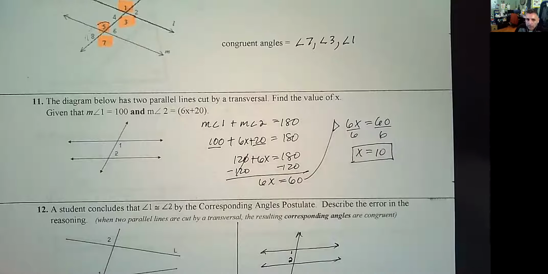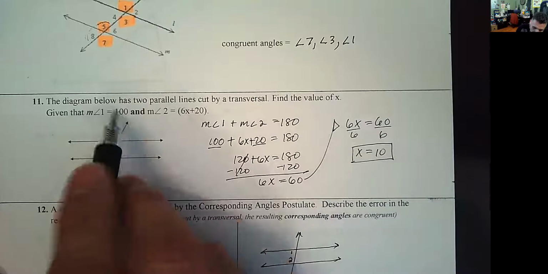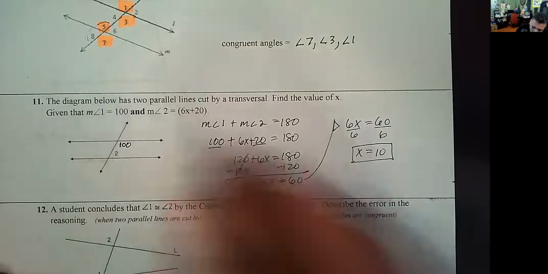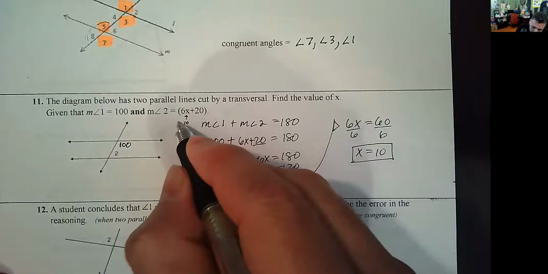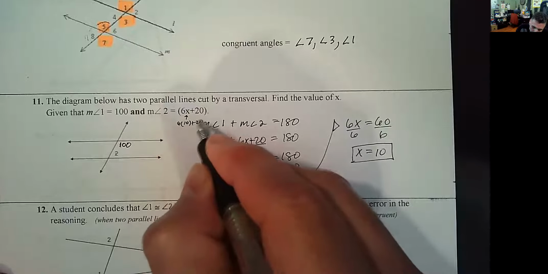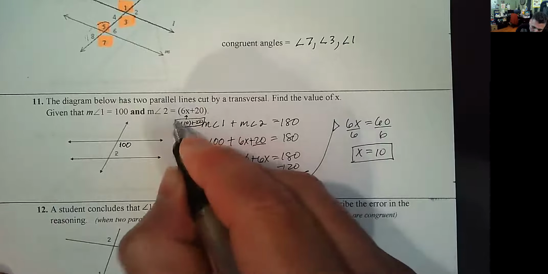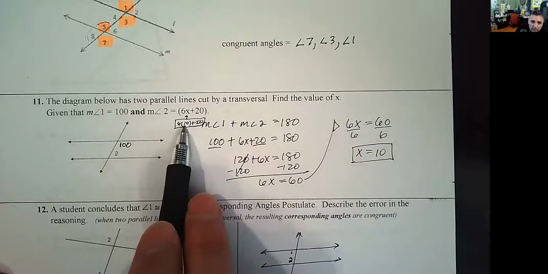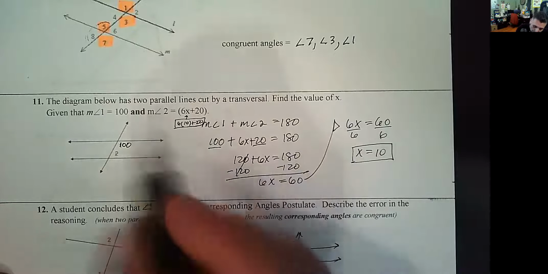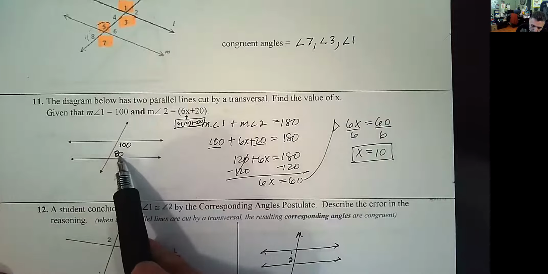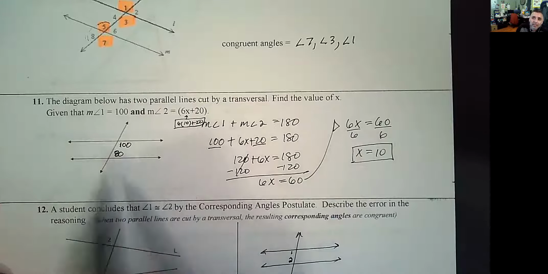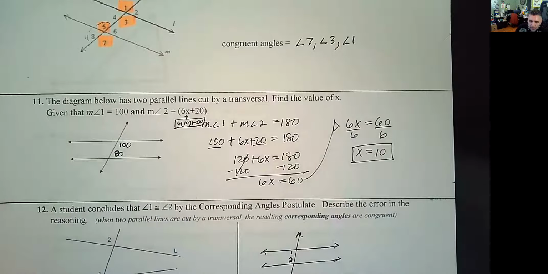And that's what we do there. So if you want to verify that, watch. Measure of angle 1 was 100. I know this was 100. And then x is 10. So if I put a 10 in there, that's 6 times 10 is 60, plus 20 is 80. So that means this one's 80. And check it out. 100 plus 80 is 180, supplementary.